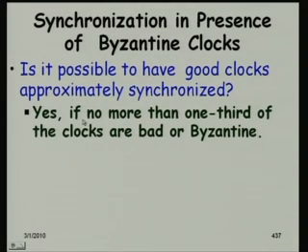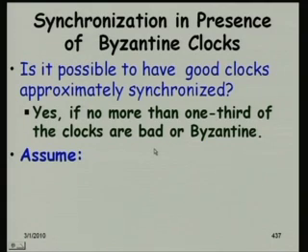The answer is yes, we can synchronize them if no more than 1/3 of the clocks are bad or Byzantine. So, out of 10, if you have 3 bad clocks, then we can synchronize them. But if out of 10, 4 are bad, then whatever we do, we can't keep them synchronized. Or let us say we have 9 clocks, if 3 are Byzantine, then we can't synchronize them. It should be less than 1/3.